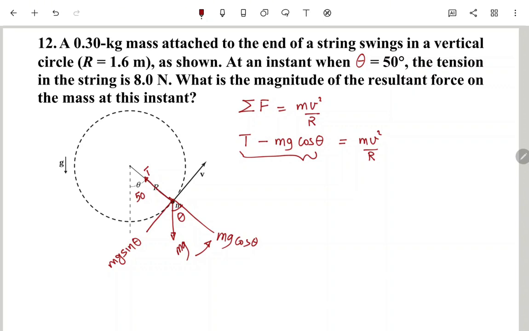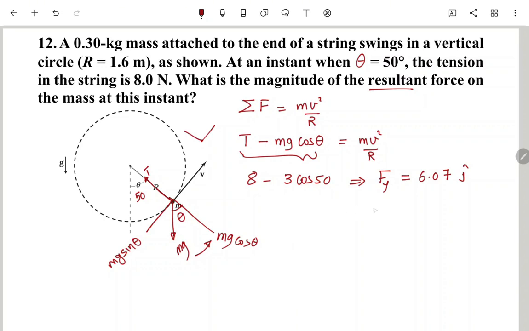Now, when we substitute T equal to 8 minus the mass, which is 0.3, times 10, it's 3 cosine 50. In total, the resultant force equal to 6.07 in the y hat, assuming that this is x and this is y.